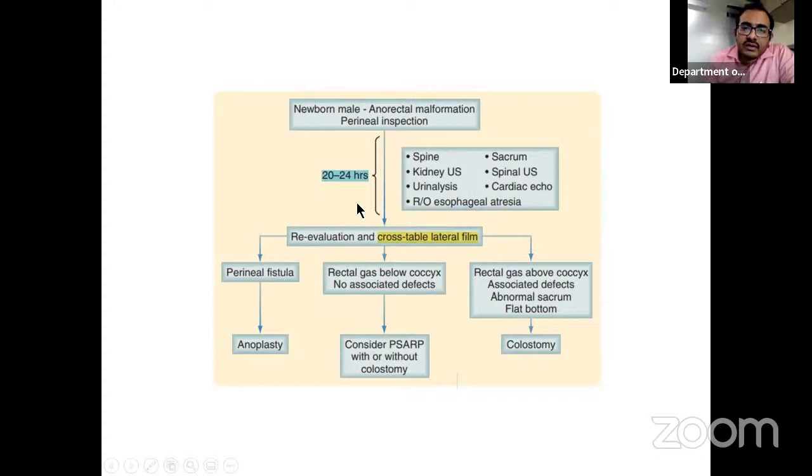If after 24 hours we can see a perineal fistula clinically, anoplasty is preferred. Then if on the cross-table X-ray there is a high anomaly, we go for colostomy. If there is a low anomaly, we can go ahead with primary repair if the patient is stable enough. And if it is an intermediate anomaly, theoretically we can go for primary repair in the neonatal period. But at our center, we do a colostomy and do the definitive repair after 2 months.